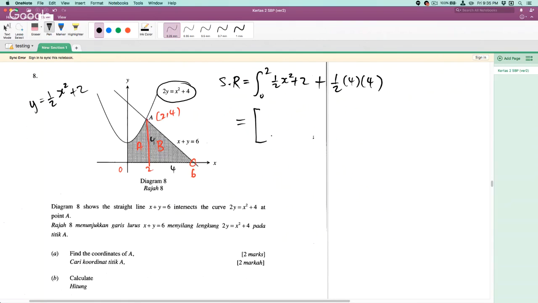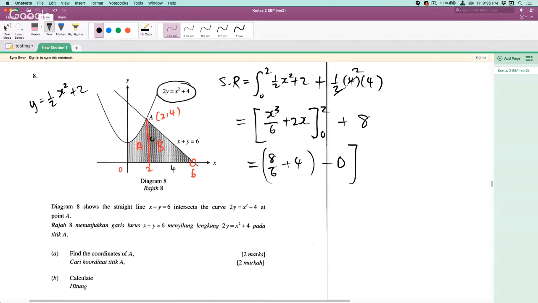Then, of course, this one you have to integrate. This one will be x cubed over 6 plus 2x, plus 8. So we substitute the 2 into it. It is 8 over 6 plus 4, minus 0, plus 8. Use the calculator for this one: 8 over 6 plus 12. Yeah, you get the area is 40 over 3.